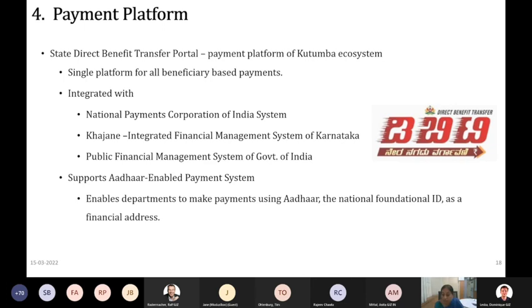Karnataka State has a state direct benefit transfer portal, which is the payment platform that runs purely on Aadhaar and allows for Aadhaar-enabled payment. It is integrated with the National Payments Corporation of India system, Khajane, which is Karnataka's IFMS, as well as the PFMS of Government of India. So Kutumba supports the departments in delivering the benefits through Aadhaar by connecting to the payment platform.